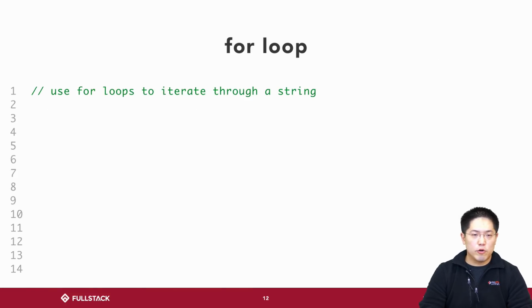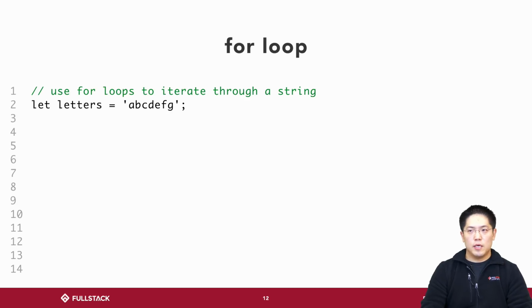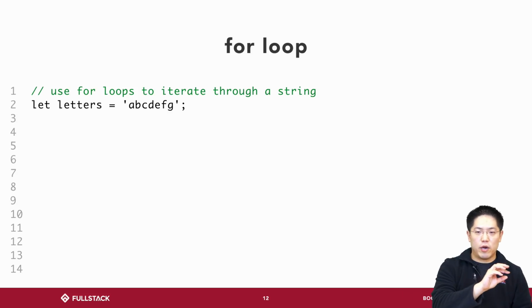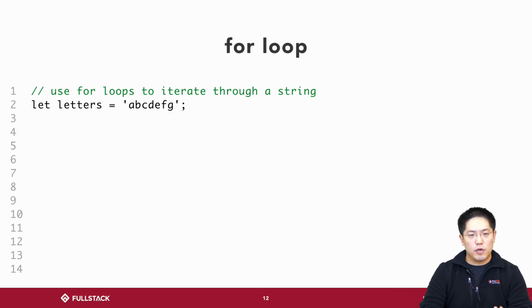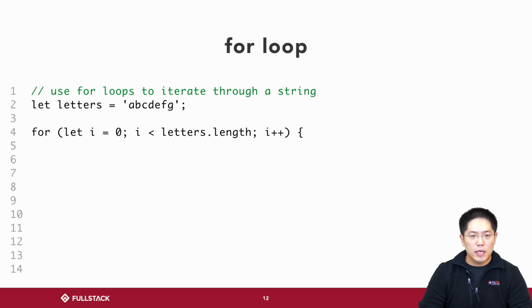Now, here's a very common early example that you'll see in a lot of exercises: using for loops to iterate through a string, right? So a string we talked about is like a literal kind of Christmas tree light of characters. So you can actually use a for loop to access each individual character in that string. So here, let's set letters equal to A, B, C, D, E, F, G. Now we'll say let I equal to 0, I less than letters.length and I plus plus.